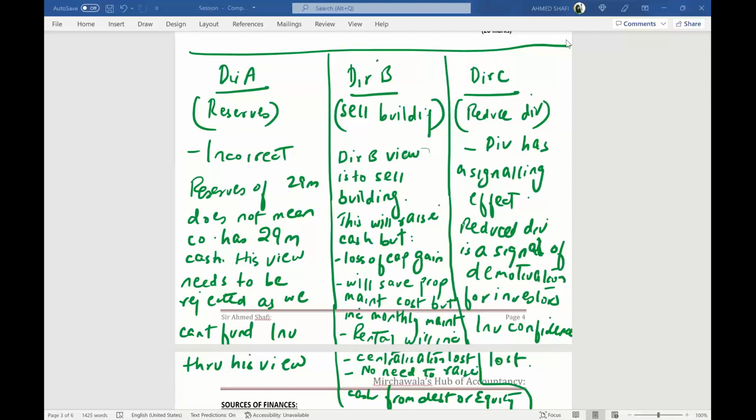Investors' confidence lost. Hamza Baloch, investors' confidence lost.